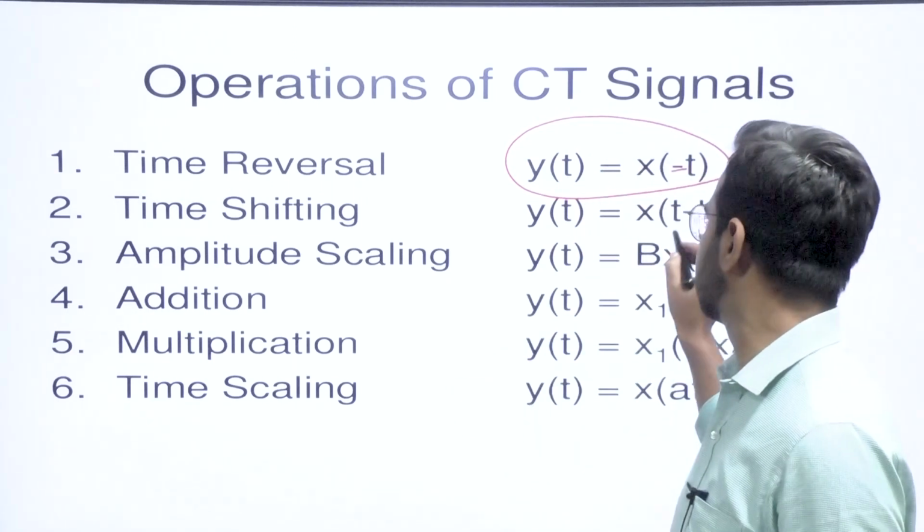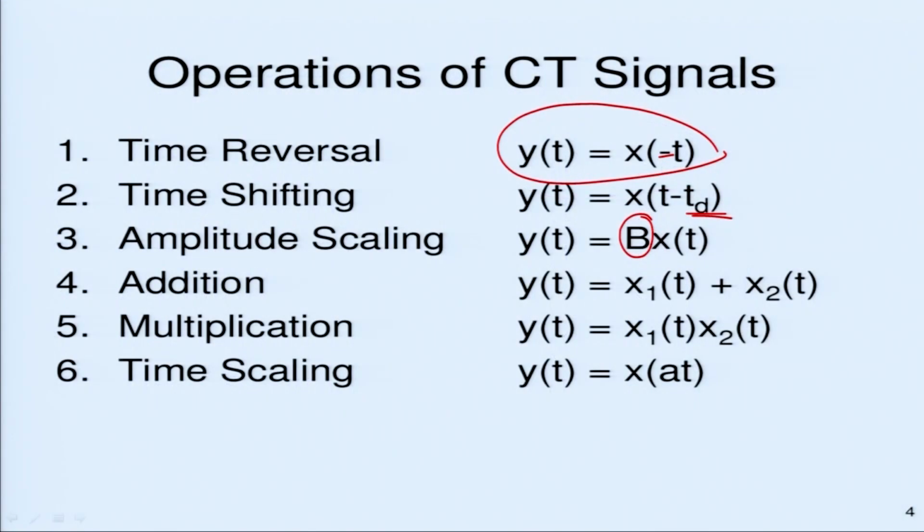Again, what is amplitude scaling? If you multiply a constant to the signal, so that the amplitude gets increased, that is amplitude scaling. Again, we have addition. Addition is when you add two signals, and we get the final output signal. Then we have multiplication, where we multiply two signals. The last is time scaling.